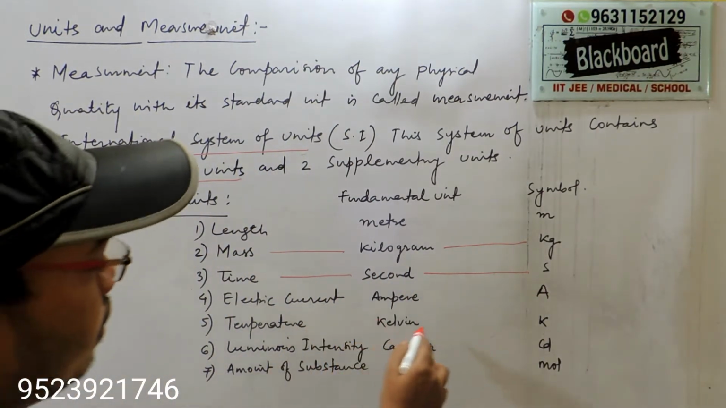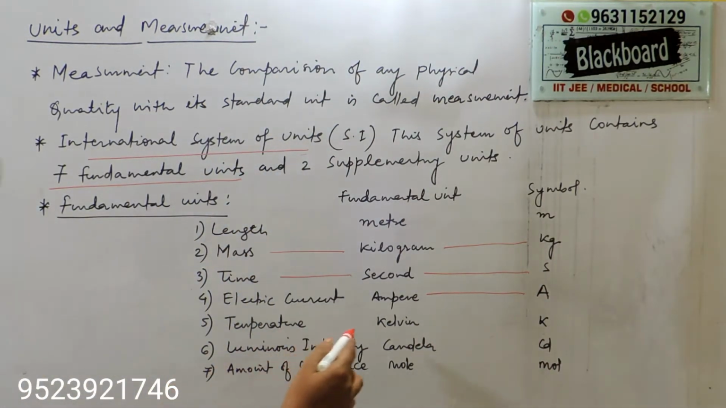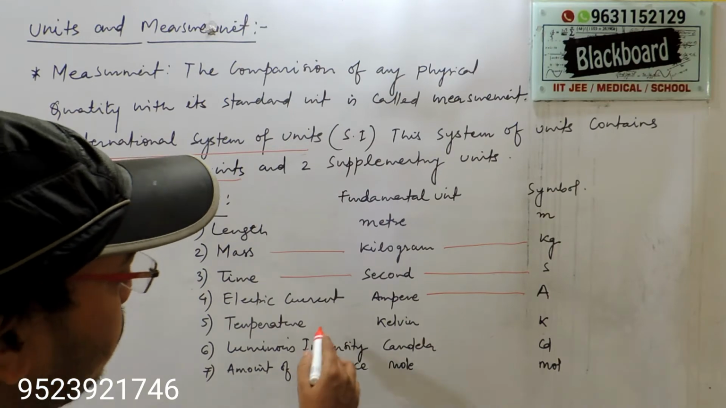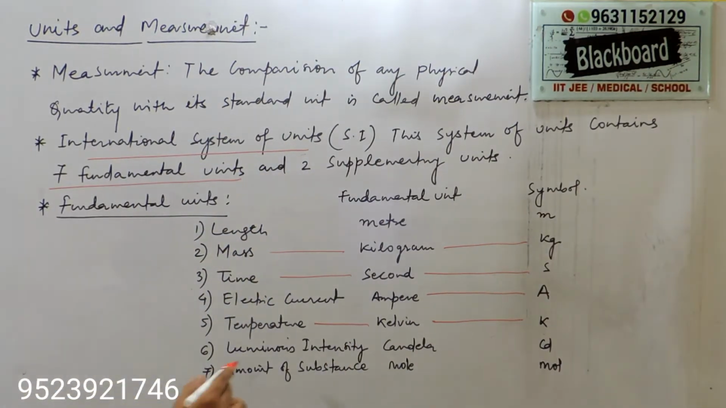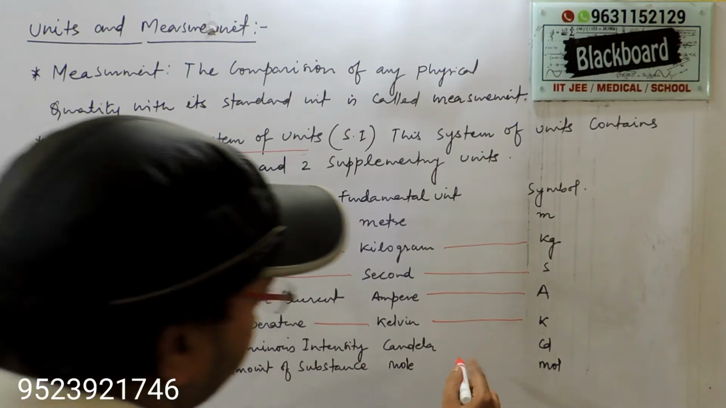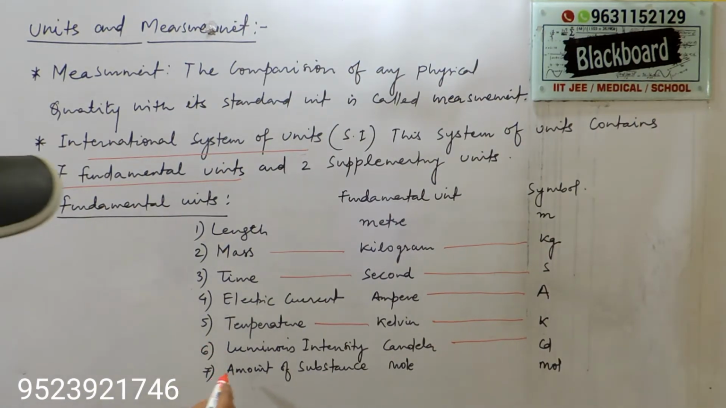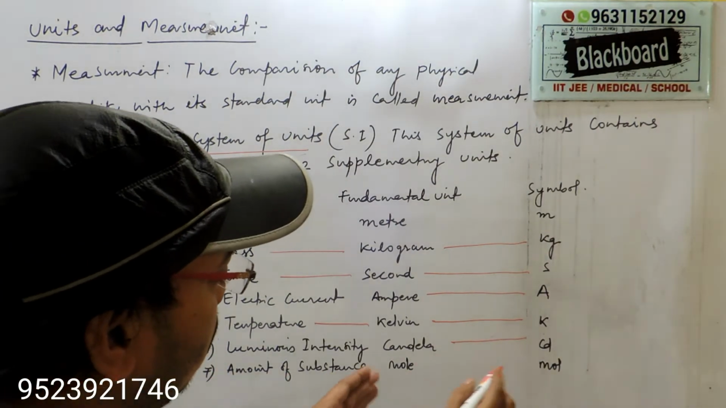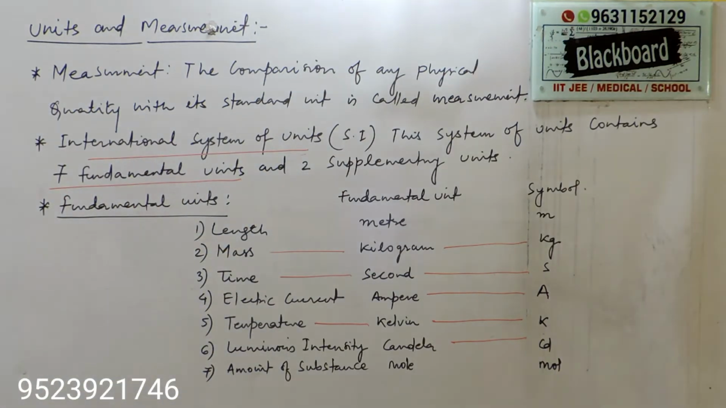Electric current, ampere, and here symbol is capital A. Temperature, Kelvin, fundamental unit of temperature is Kelvin and symbol is capital K. Luminous intensity, candela, you can write cd in short, and amount of substance, mole, in short you can write mol. That means these are the 7 fundamental units.